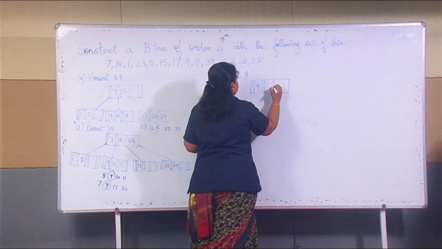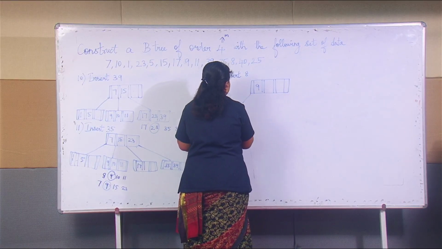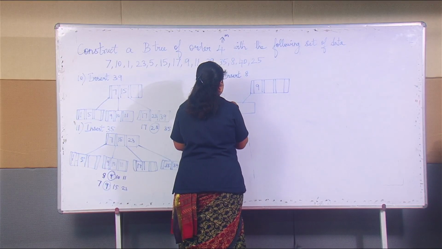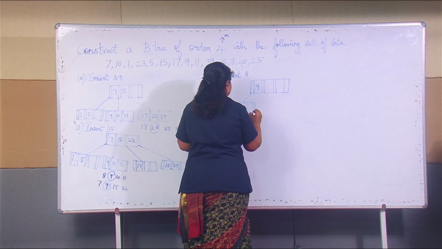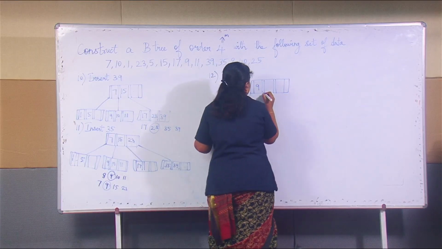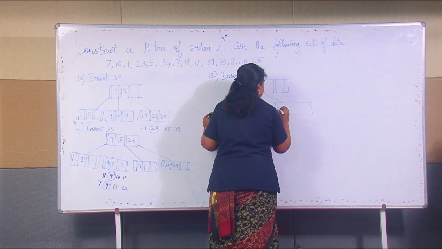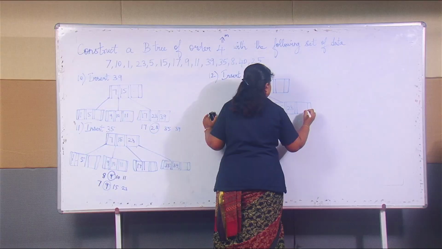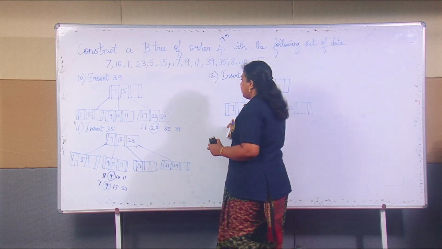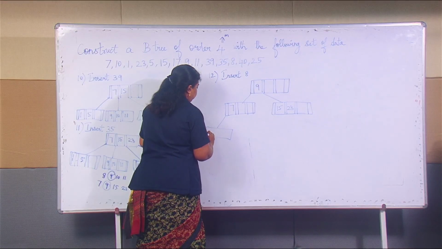So only 9 will be there. And on the left hand side of 9, we'll have 7. So only 7. And on the right hand side of 9, we'll have the remaining two elements, that is 15 and 23. And on the left hand side of 7, we'll be having 1 and 5.